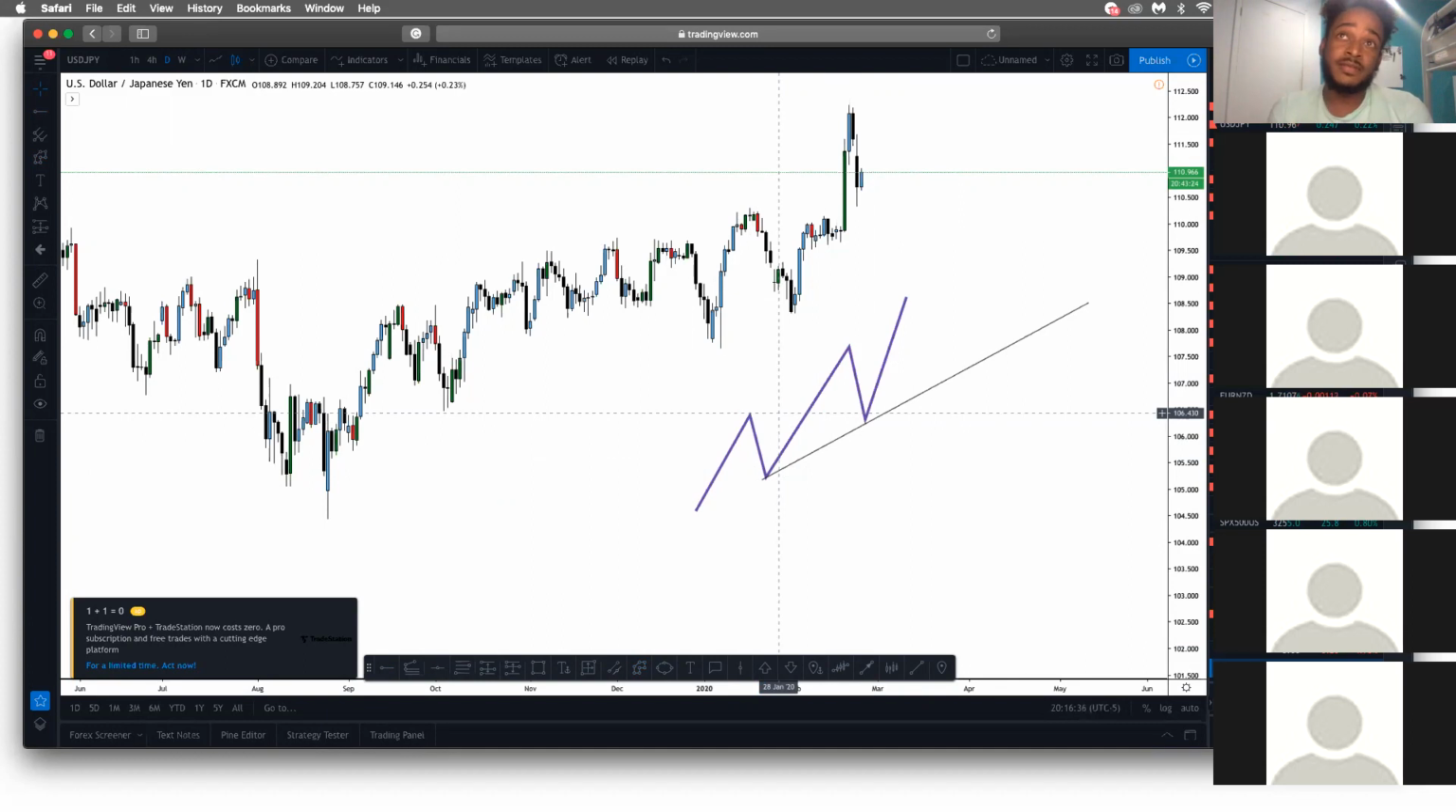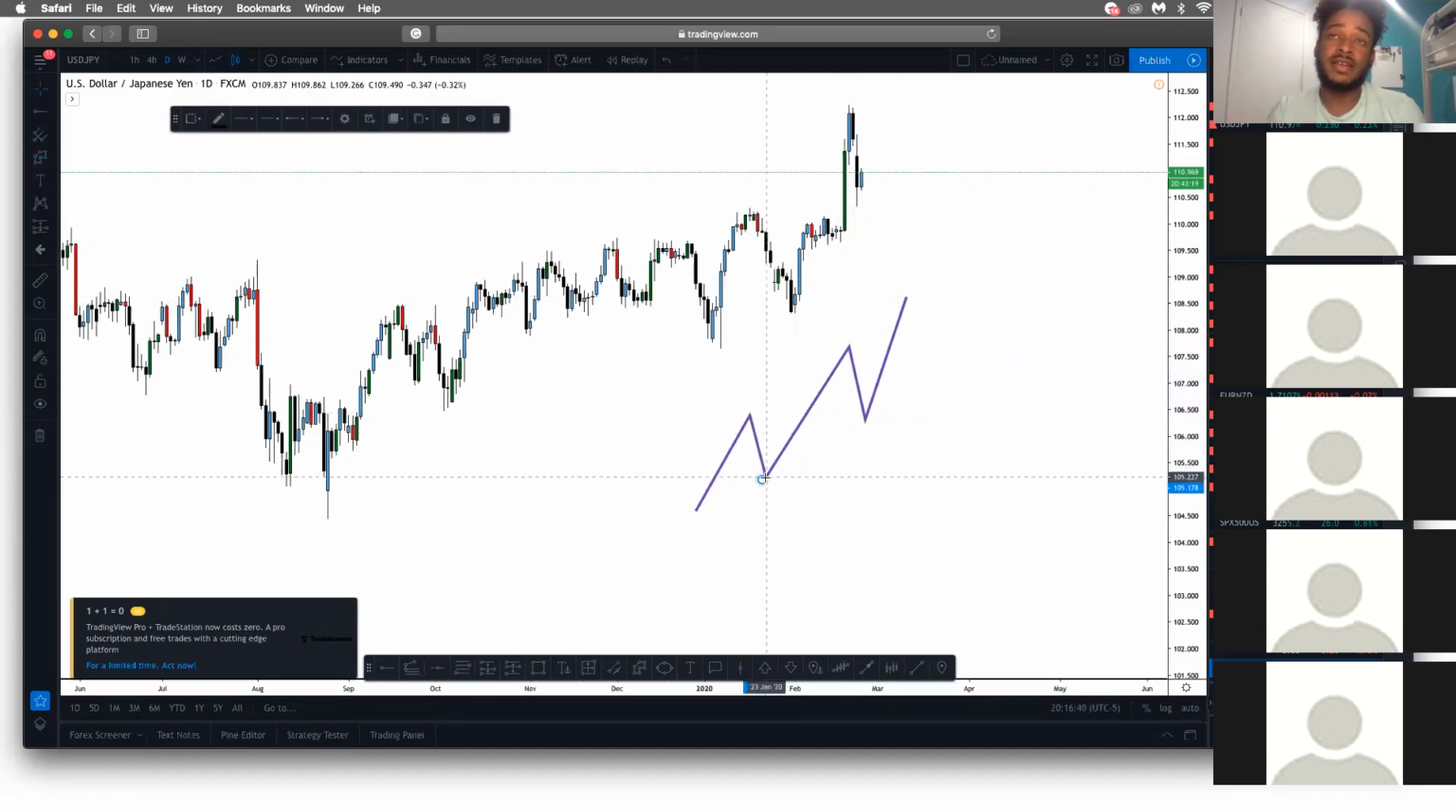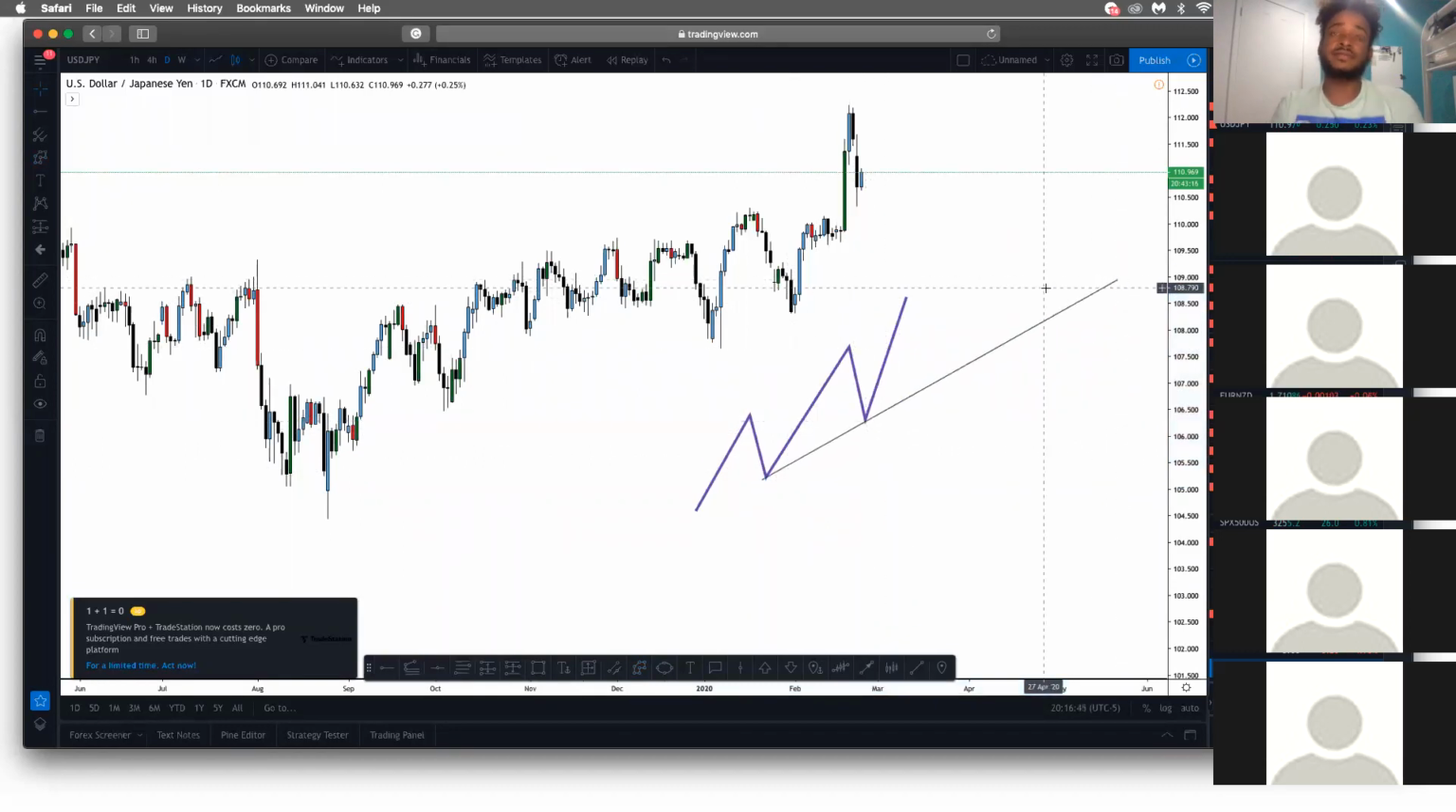So to draw a trend line, you find the two latest higher lows, you connect it and you extend it out, right? Now, a lot of the time what you might find is people drawing trend lines connecting what may not be the two latest higher lows, right?